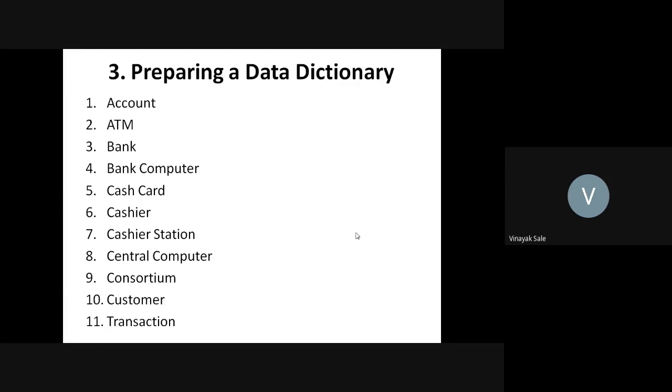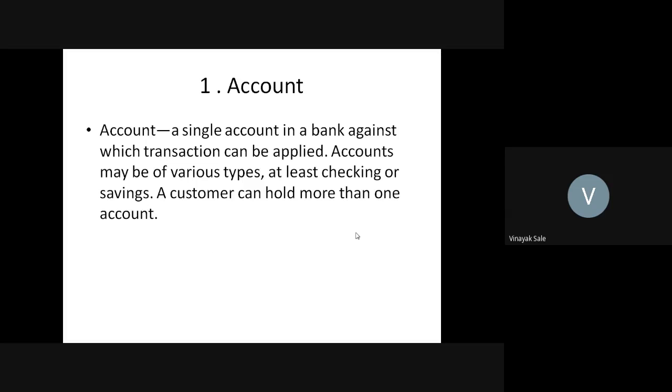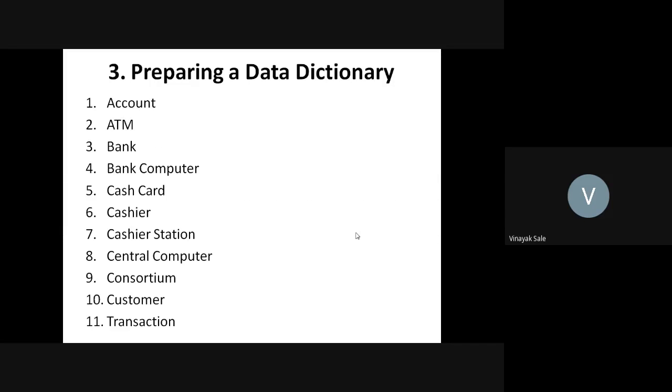So in a bank system or ATM system, the data dictionary should contain 11 classes such as account, ATM, bank computer, cash, cash card, cashier, cashier station, central computer, consortium, customer, transaction. There are different classes regarding the ATM structure. So we can prepare a data dictionary regarding ATM structure with nearly 11 points. We'll study the detailed part of preparing the data dictionary in the next lecture.